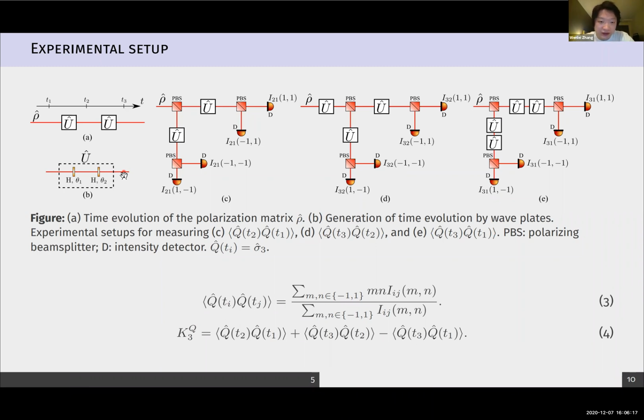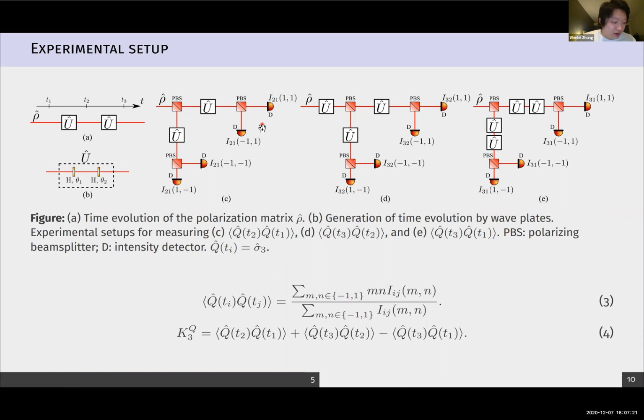Figures C to E show the setups that we use to measure each of the three correlation functions on the left-hand side of the Leggett-Garg inequality. In all of these setups, the observable being measured is the Pauli matrix sigma 3, and this measurement is done via a polarizing beam splitter. We map the projective measurements onto the values plus and minus 1, where +1 represents measuring horizontal polarization and -1 represents measuring vertical polarization. The values in the parentheses after the intensity just denote where the measurement result is made. The first number represents the measurement result at Ti, and the second represents the measurement result at Tj.